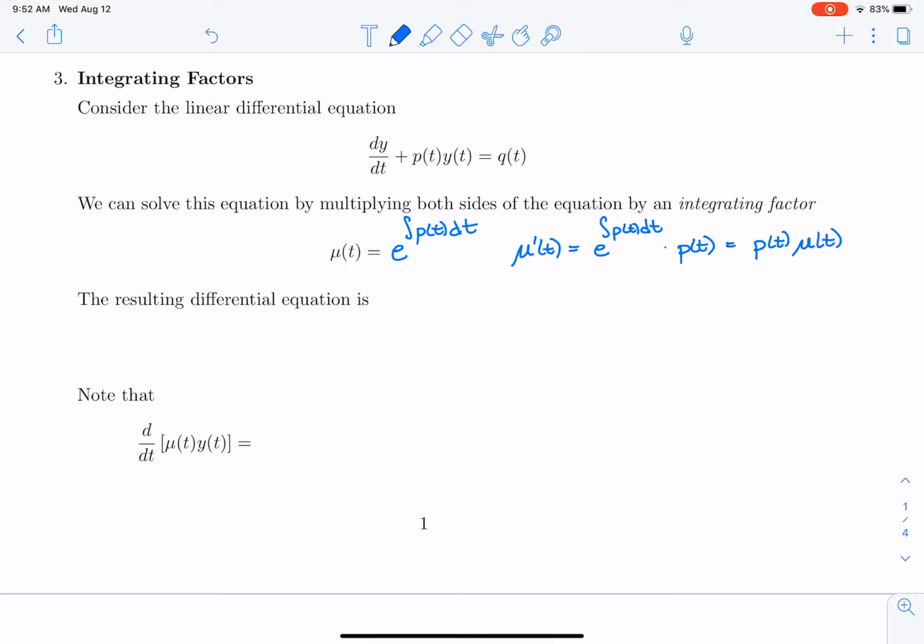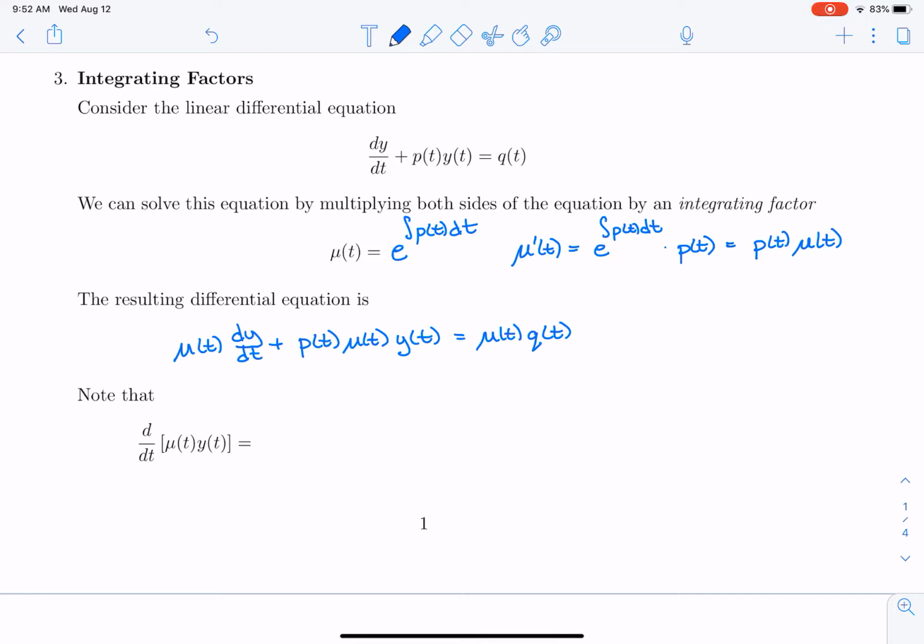Okay, so we're going to multiply both sides of the differential equation by mu so that we get mu(t) times dy/dt plus p(t) mu(t) y(t), and that's going to equal mu(t) times q(t).